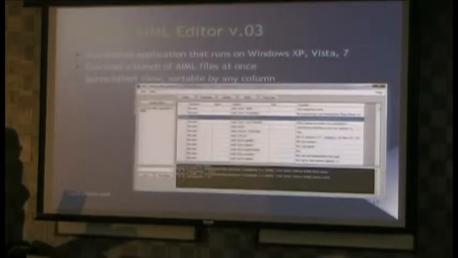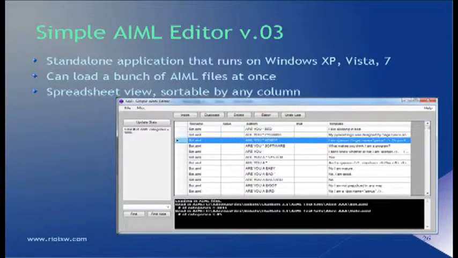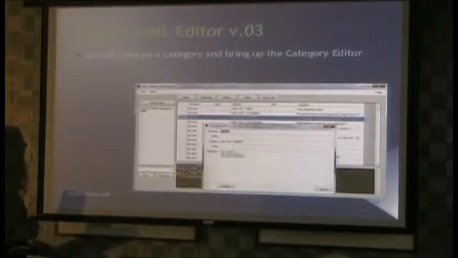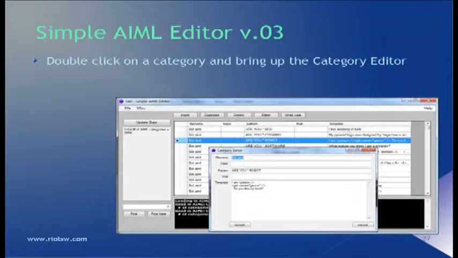So that brings us to my editor, which is a simple AIML editor. It's also a standalone application, and because it's mine, I've tested it in XP, Vista, and 7. It runs. You can load a bunch of files all at once, and it is primarily a spreadsheet view, sortable by the different columns. And if you double-click on any one of these categories, I mean, you can edit right in the spreadsheet, but it also brings up a little editor for that category.